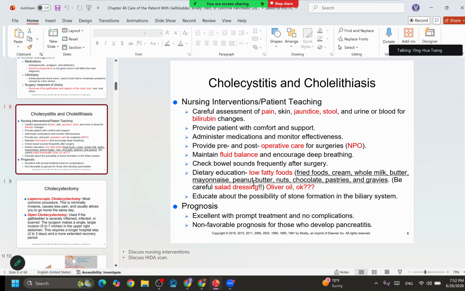But again, if you put too much oil, that means what? We don't have the bile that can break down the oil, so that's why the patient will still have diarrhea. So a little bit of olive oil is okay. Because think about something.